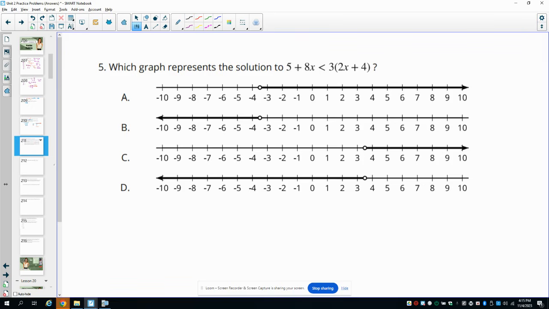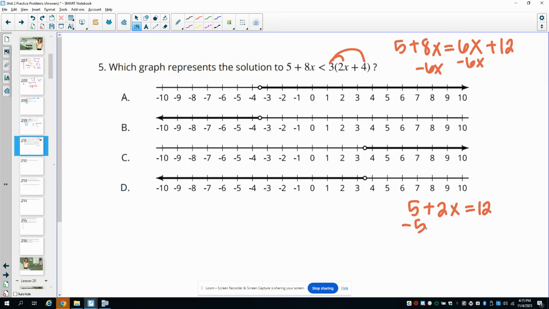Let's go ahead and solve this, because this one will be a little bit easier to solve. We can just distribute the 3 in here. So 3 times 2 is 6x and 3 times 4 is 12. Then we can subtract 6x from both sides, and we get 5 plus 2x equals 12. We can subtract 5 from both sides, and we get 2x equals positive 7.